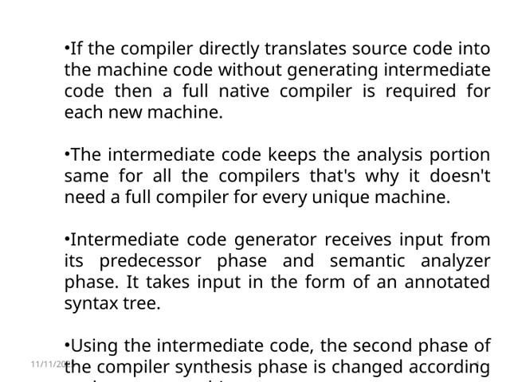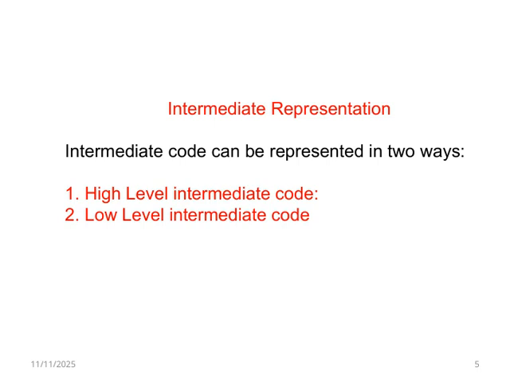Once we have this intermediate code, the second phase of the compilation process, called the synthesis phase, can be tailored according to the specific target machine. So, instead of rewriting everything, we just adapt the final translation step, making the whole process more flexible and efficient. This approach highlights the importance of intermediate code in modern compiler design, especially in terms of portability and reusability across different hardware architectures.